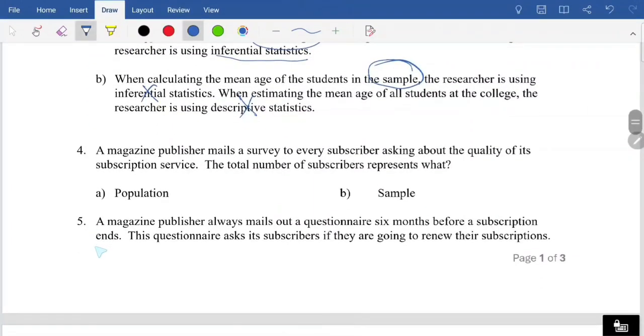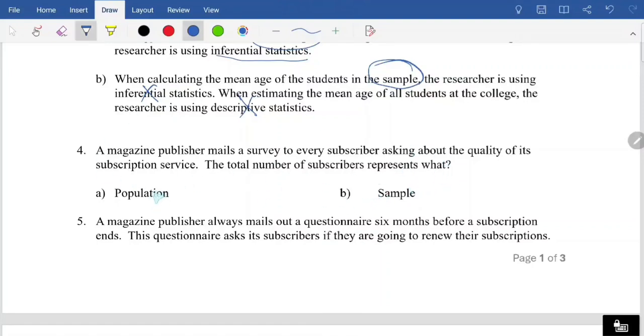Now, number 4 says, a magazine publisher mails a survey to every subscriber asking about the quality of its subscription service. The total number of subscribers represents what? Is it the population or is it the sample?